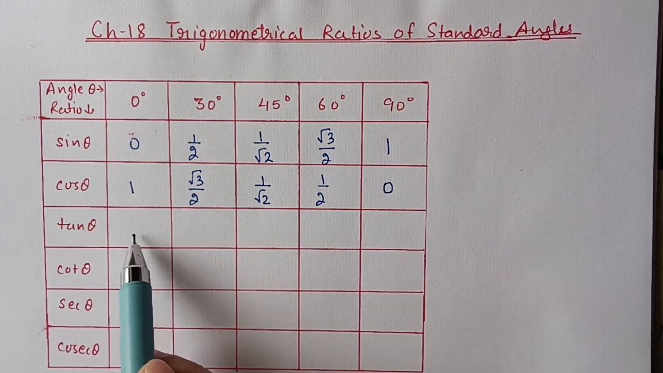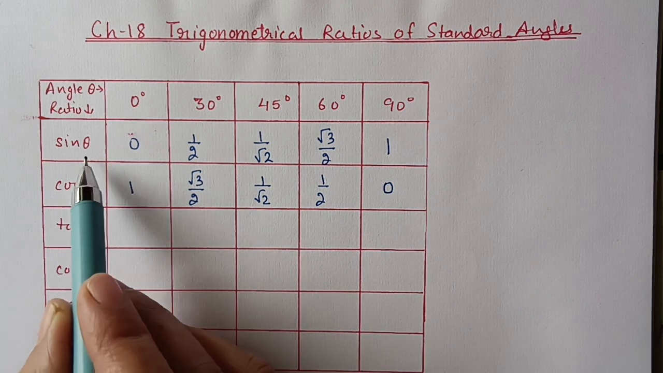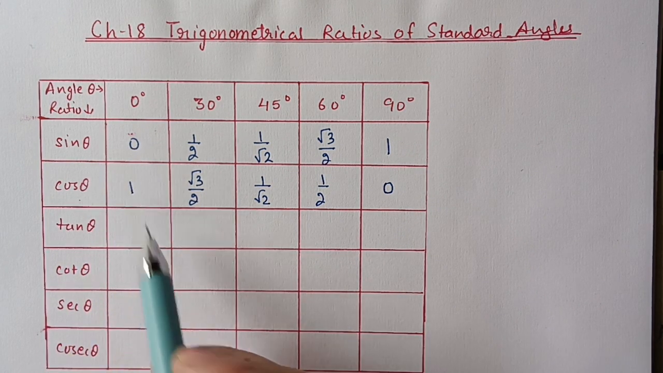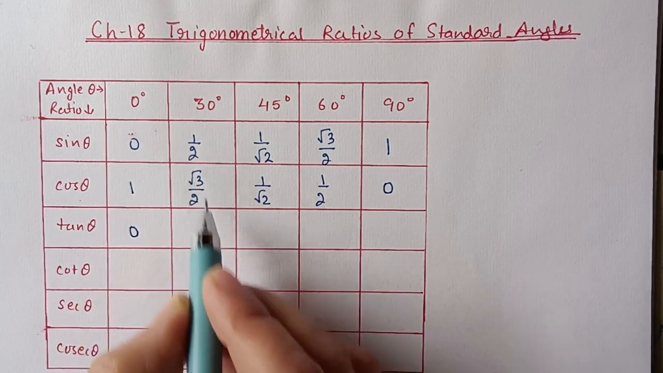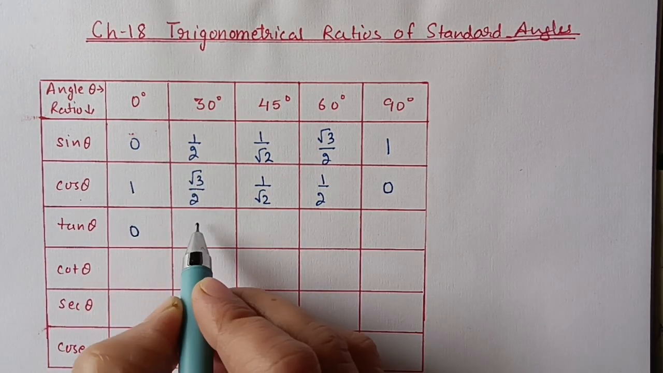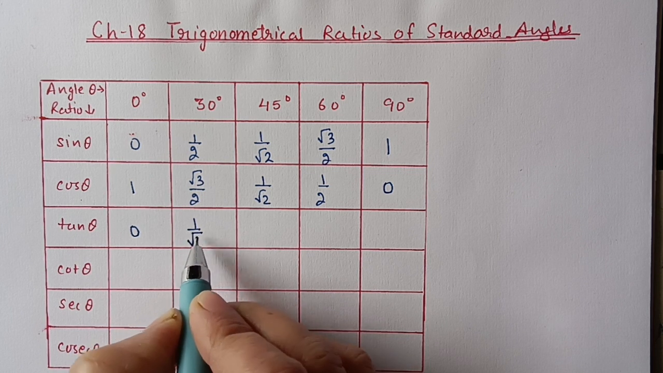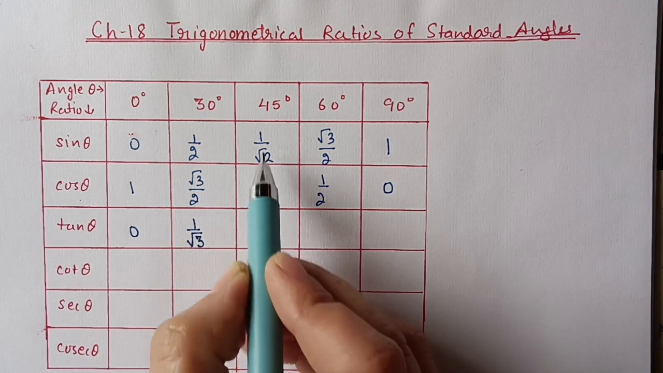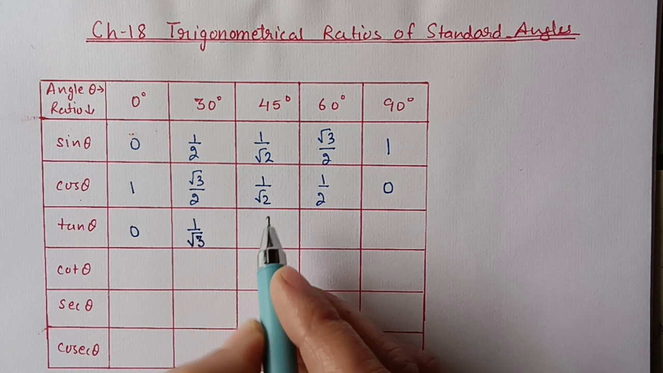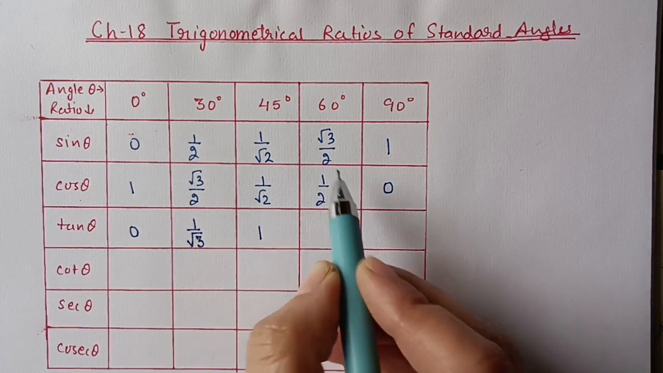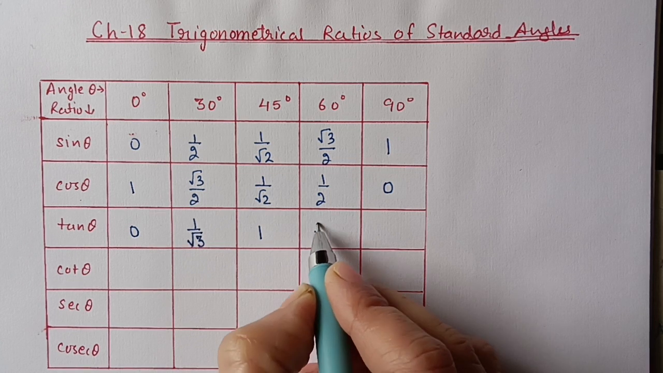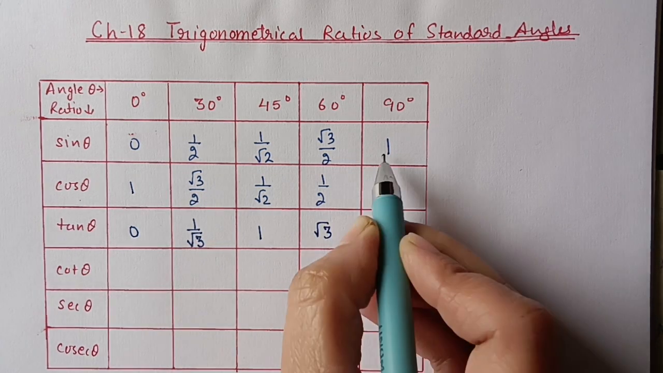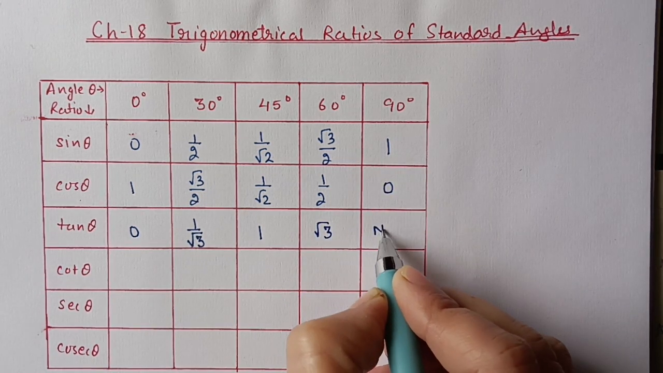After that for tan, as we know tan is equal to sine by cos. So divide these two. 0 by 1 is 0. 1 by 2 divided by root 3 by 2, so we will get 1 by root 3. 1 by root 2 divided by 1 by root 2, we will get here 1. Root 3 by 2 divided by 1 by 2 will get root 3, and 1 by 0 is not defined.